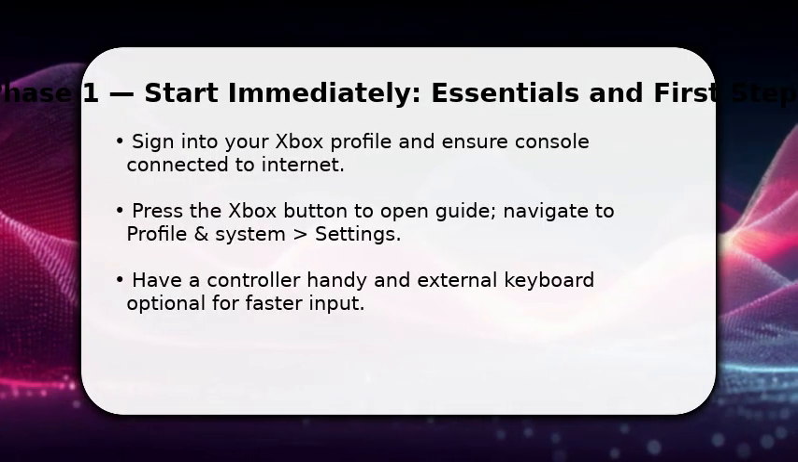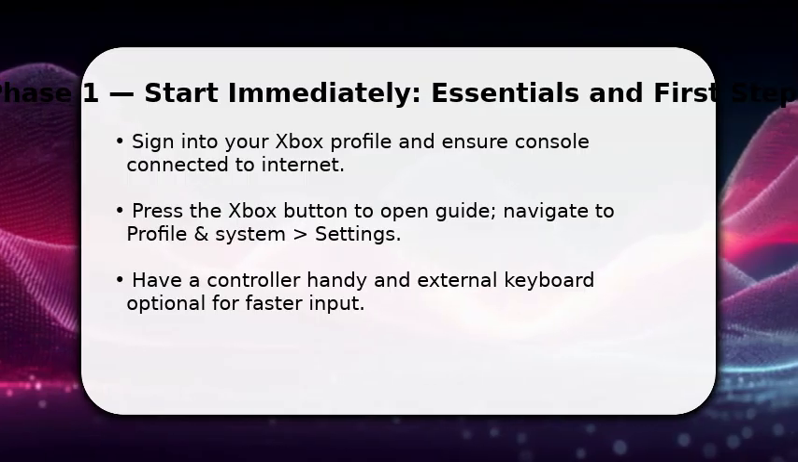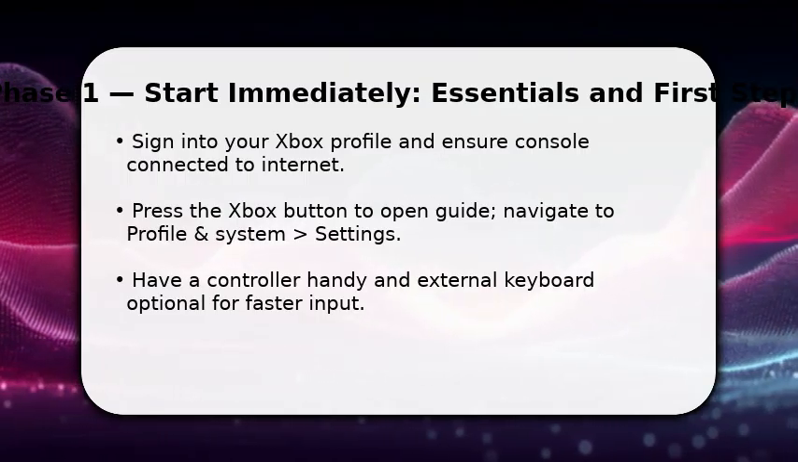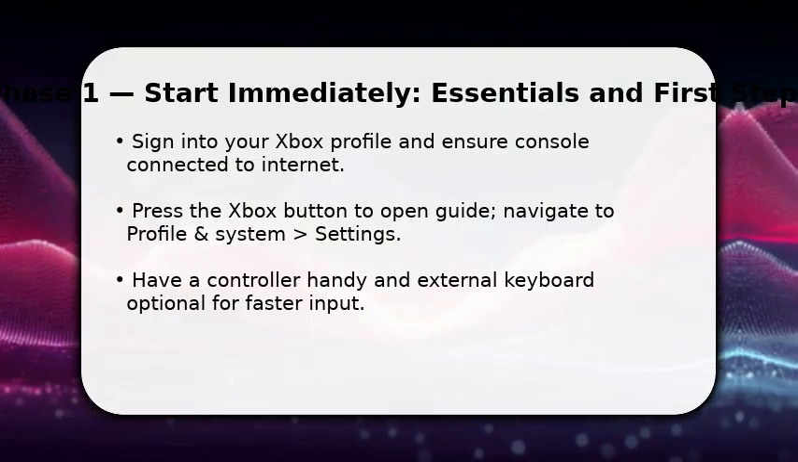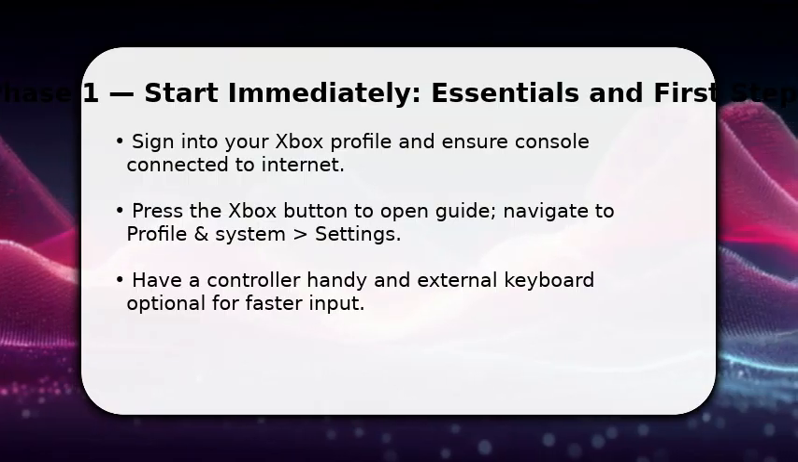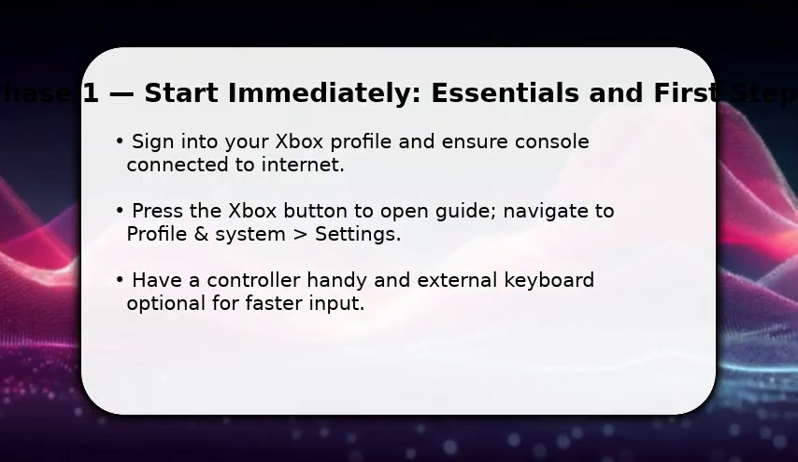You start by signing into your Xbox and confirming a network connection. This ensures theme assets sync. Press the Xbox button, then go to Profile and System and open Settings. Once there, select General so you can access personalization.